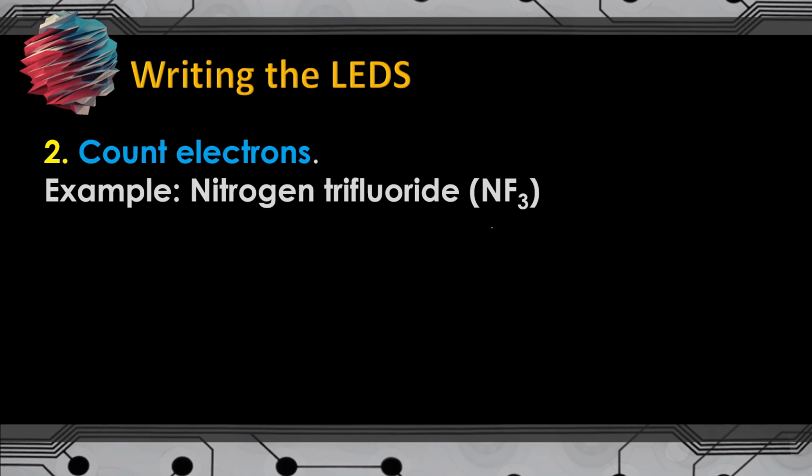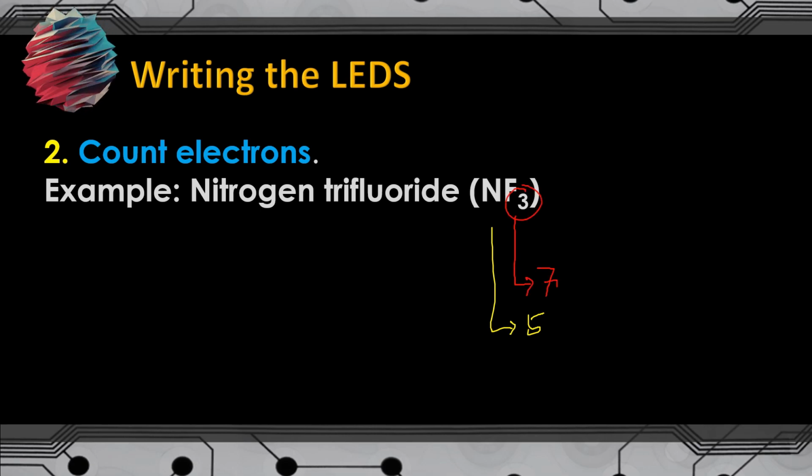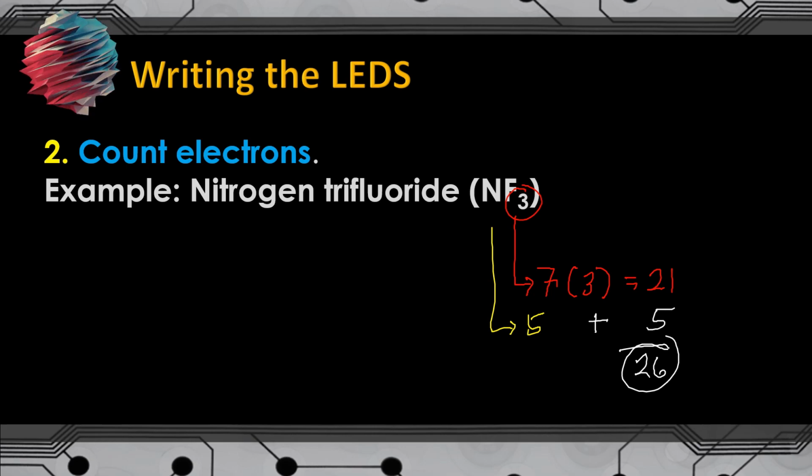In this example, nitrogen has 5 valence electrons. On the other hand, fluorine has 7 valence electrons. And since we have 3 fluorine atoms, we multiply it by 3, so it will give us a total of 21 electrons. In total, we then have 26 valence electrons to distribute.